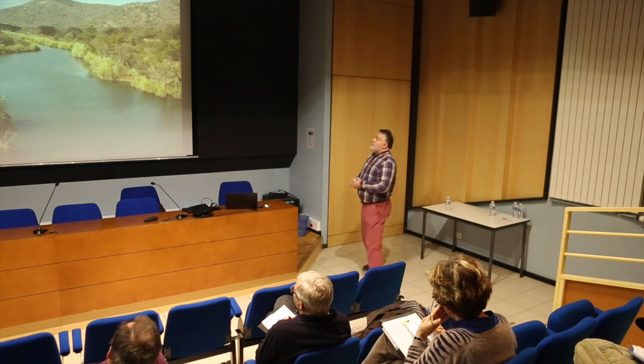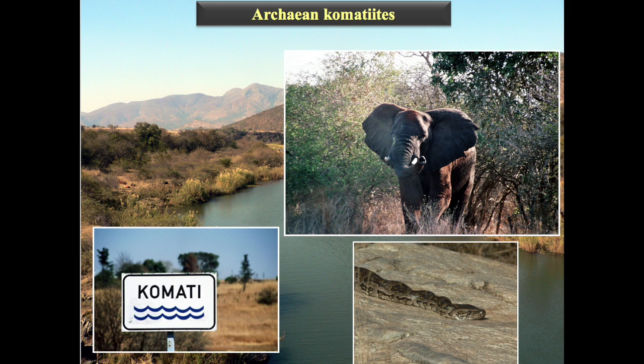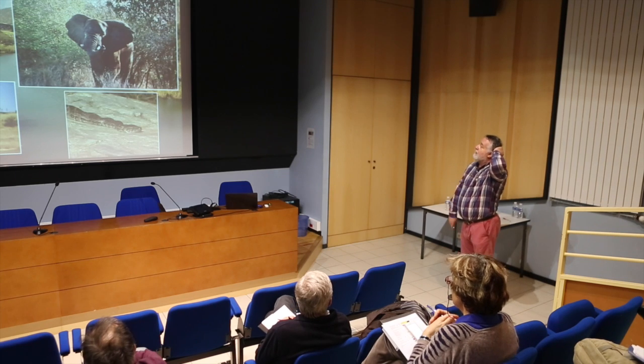Okay, now we will look at these rocks and what kind of information they provide to us. First, I present you a nice river. The name of the river is Komatiite. It's in South Africa. And well, when you look at this river, you think that it should be very interesting to swim and to take a bath. But in the area, there are some animals that can be dangerous.